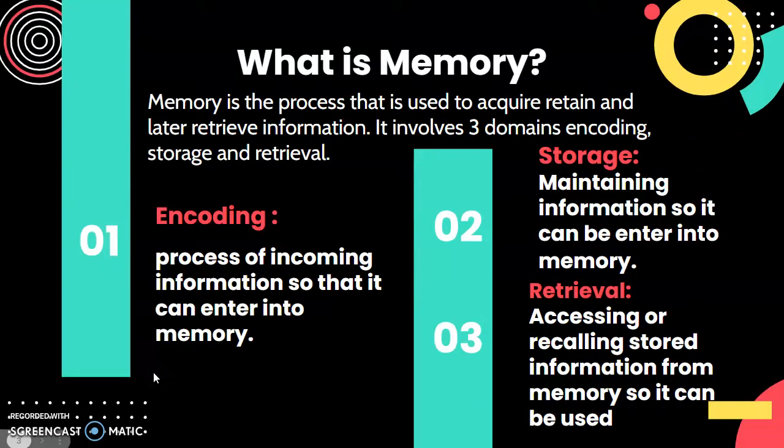What is memory? Memory is the process that is used to acquire, retain, and later retrieve information. It involves three domains: encoding, storage, and retrieval. Encoding is the process of processing incoming information so that it can be entered into memory. Storage is maintaining information in memory. And retrieval is accessing or recalling stored information from memory so that it can be used.